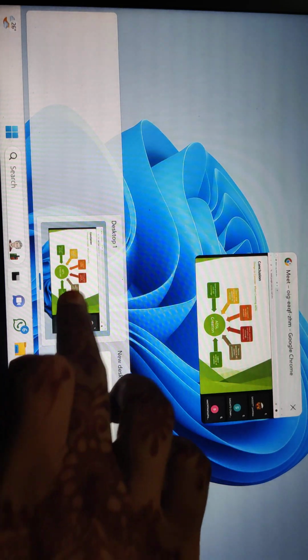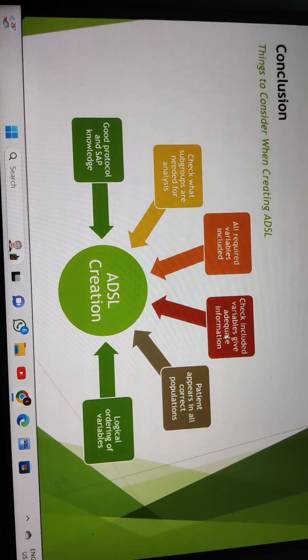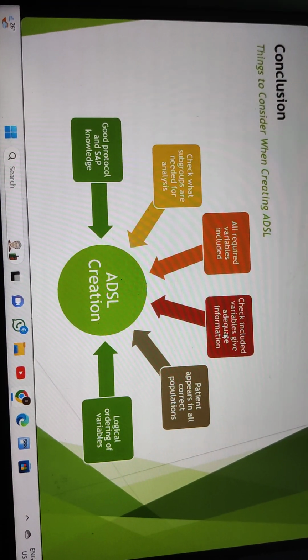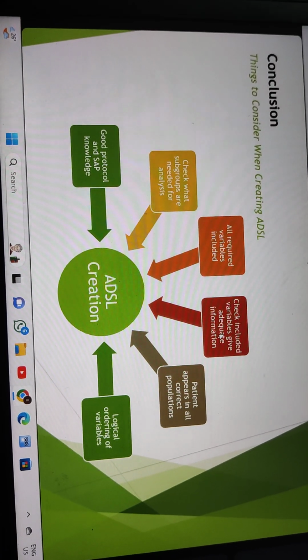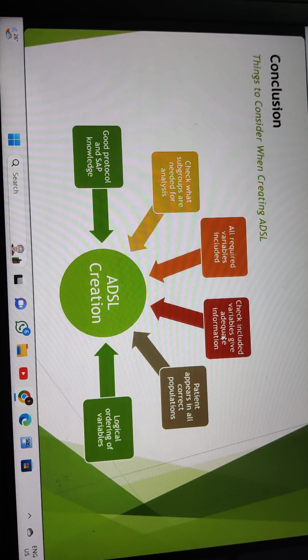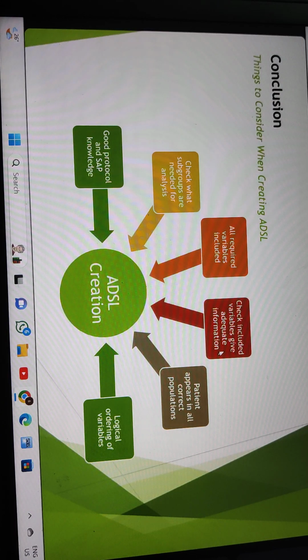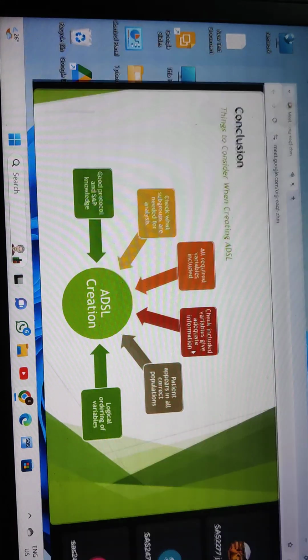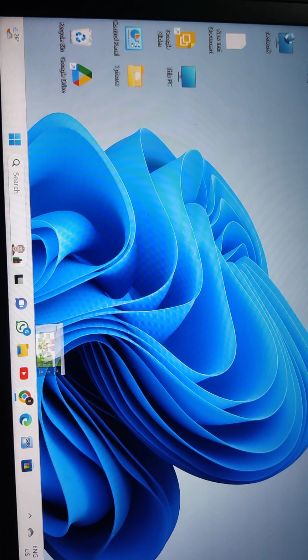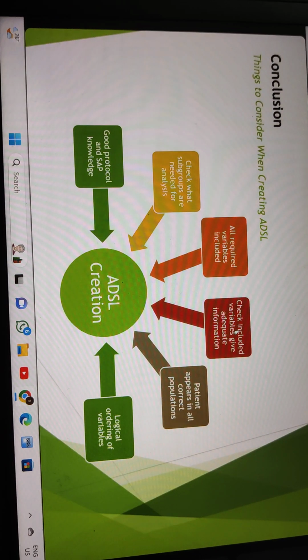Remember that finally, for the TLFs, the tables, listings and figures, whatever information we require to create a particular TLF, you have to check whether adequate information has been accommodated in your datasets or not. That is important. So you have to go through the TLF shells. Based on that you should decide what kind of information, data points and variables you can include in the ADSL.